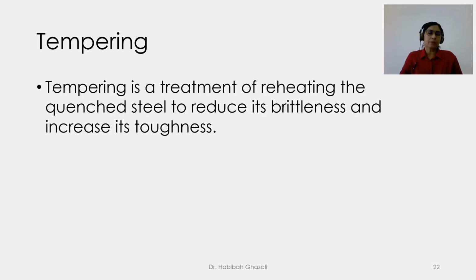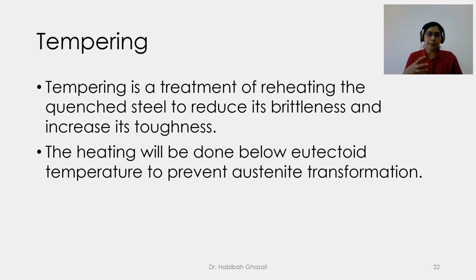So tempering is a treatment of reheating the quenched steel to reduce its brittleness and increase its toughness. The heating will be done below the eutectoid temperature to prevent austenite transformation. So you will still have martensite. You won't transform it back to austenite.